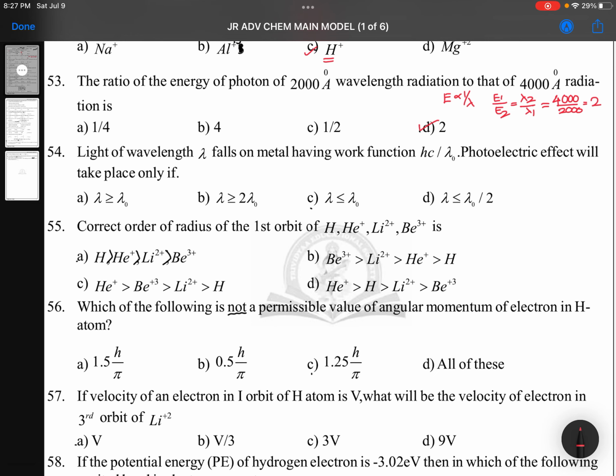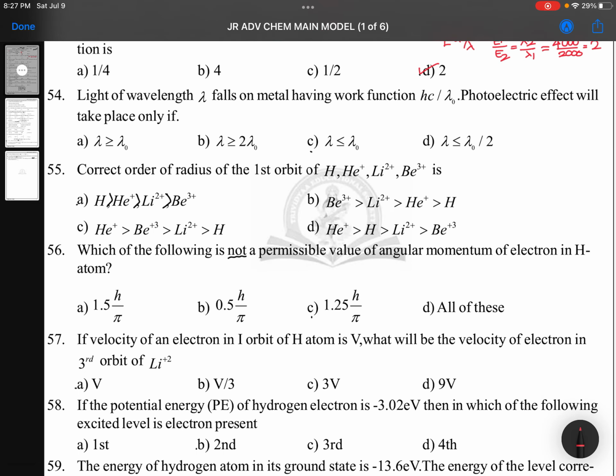So right option. Light of wavelength lambda falls on a metal having work function hc by lambda naught. Photoelectric effect takes place only when a sufficient energy photon strikes the metal surface. So for a sufficient photon, the wavelength should be lesser, because less wavelength means more energy. So this is either less or equal. That's why this is the minimum condition.